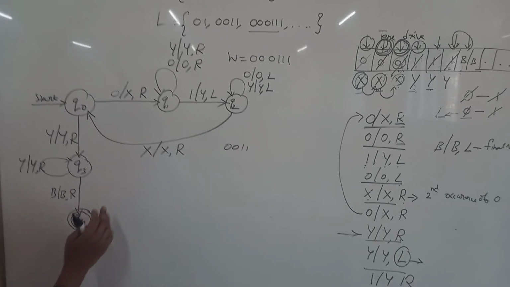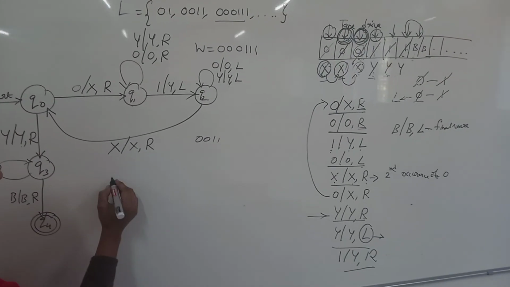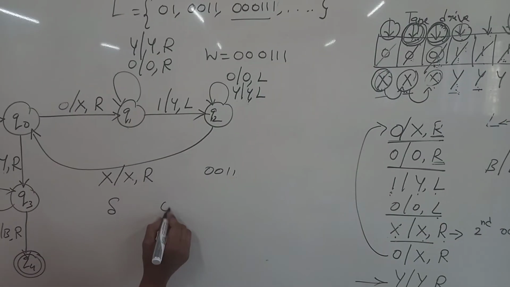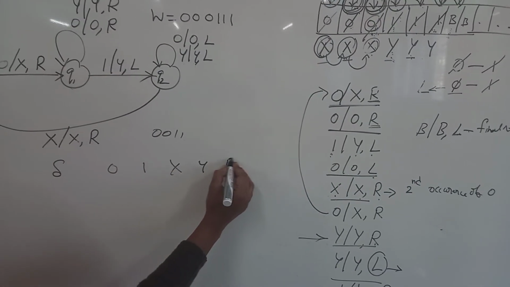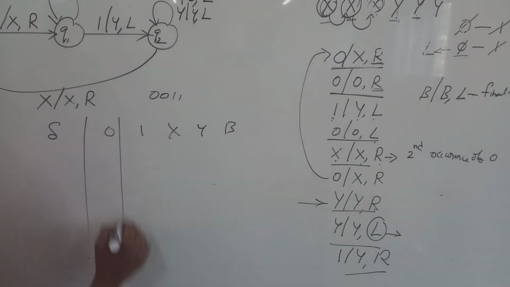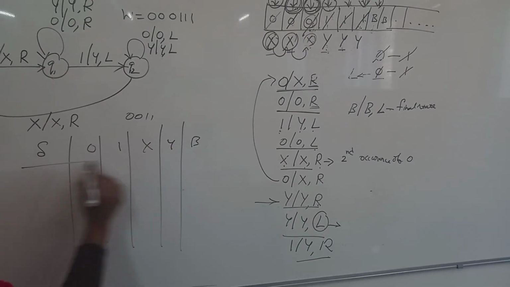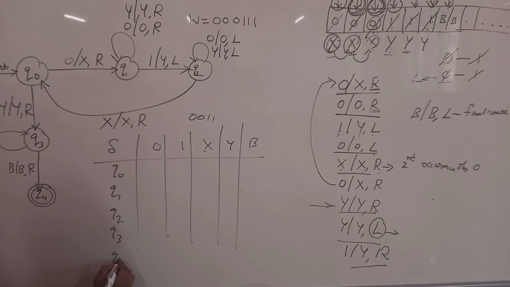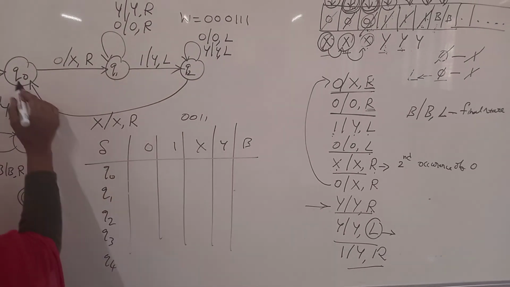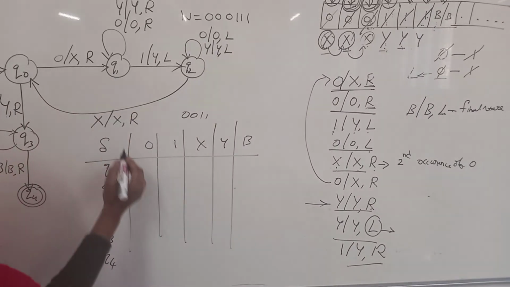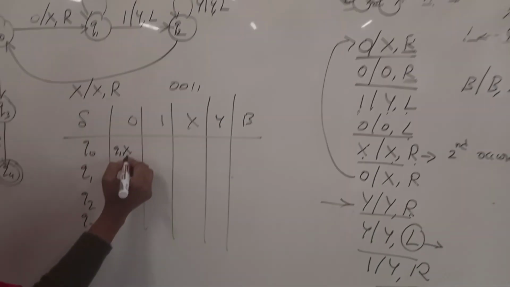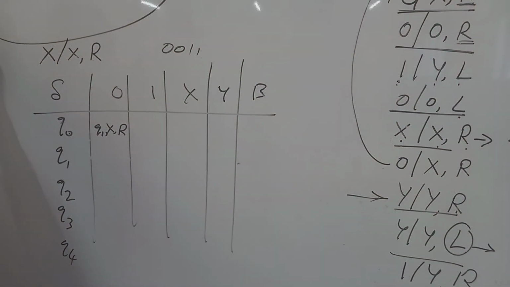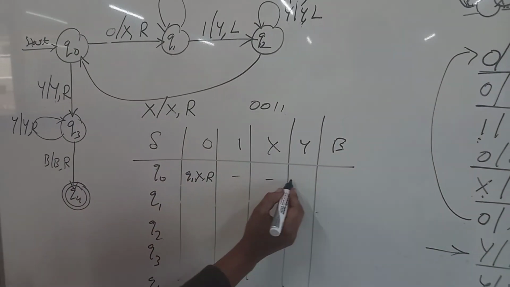Again, by using this transition diagram you can write the transition table. The input symbols are 0, 1, x, y and the blank space. How many states are there? Q0, Q1, Q2, Q3, Q4. So Q0 on input 0: we reach the state Q1, change that 0 into x, and move to the right direction. From Q0 only the input 0 has a transition, and the remaining are all nil.